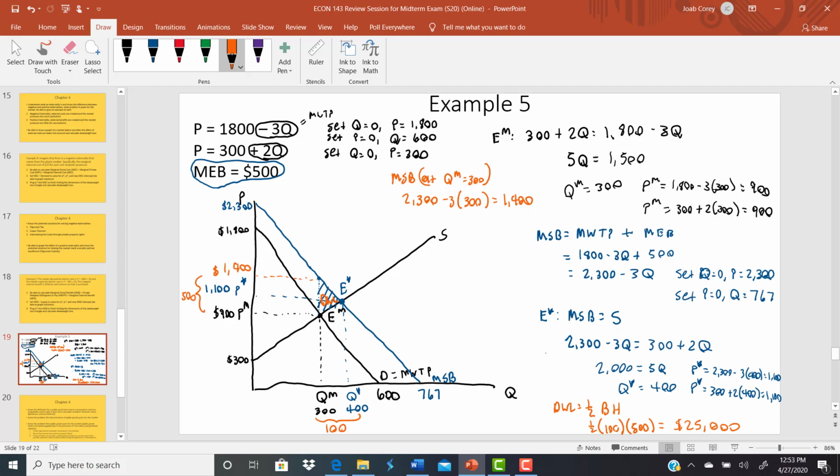So in the case of a positive externality, the trick is to add the marginal external benefit to your demand curve. In the case of a negative externality, the trick is to add the marginal external cost to your supply curve. Other than that, it shouldn't be too hard to calculate. I think you all could do it if given the opportunity to do it on the exam.